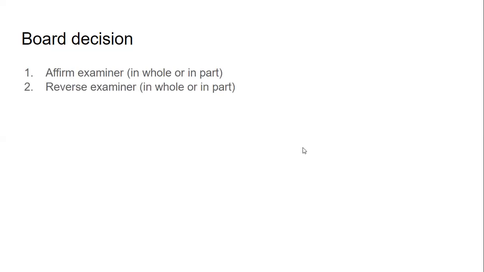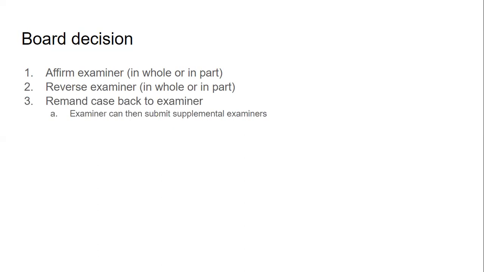And then, there's a couple other actions that will happen. We'll go over here. So now when we're looking at the board decision, they may affirm the examiner either in whole or in part. They might reverse the examiner, same fractions there. Remand the case back to the examiner, where the examiner would submit supplemental answers or supplemental replies, what that's supposed to say. Or they can issue a new ground of rejection. The issuing of a new ground of rejection can happen in any of those cases.